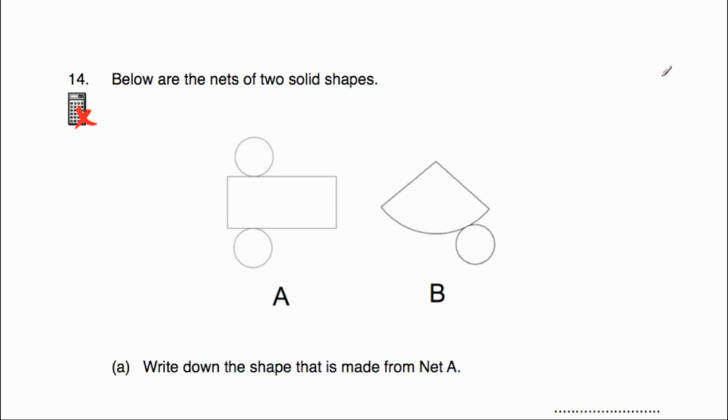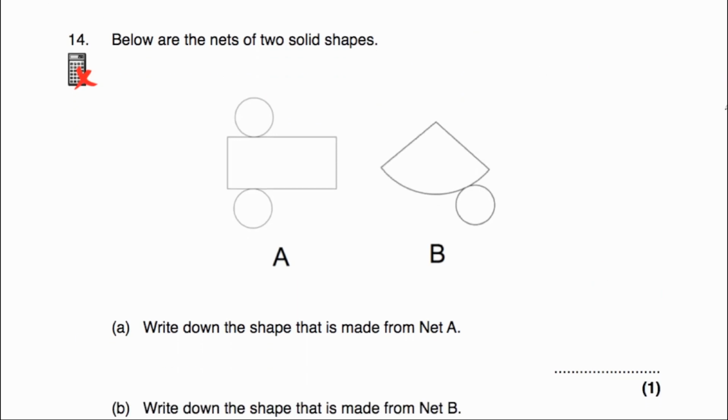Okay, let's have a look at our next question. Question number 14. So question number 14 says, below are the nets of two solid shapes. So we've got net A and net B. It says, write down the shape that is made from net A. Well, this would be a cylinder.